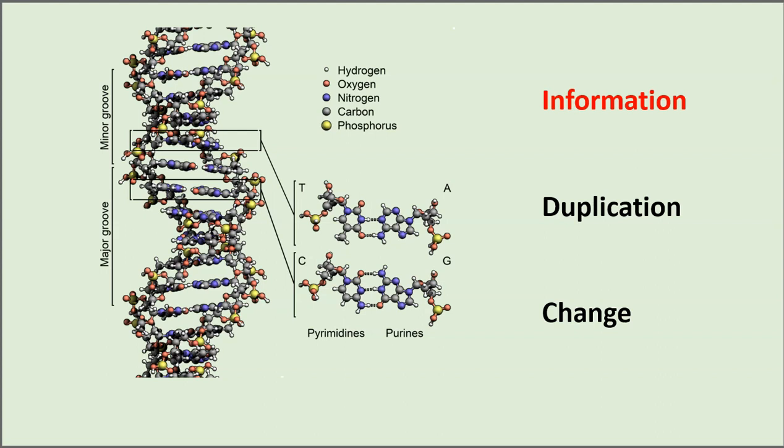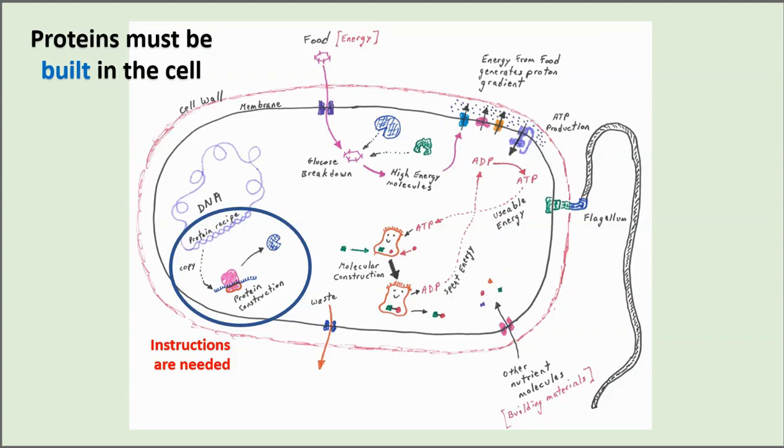And we are already familiar with the basic structure of DNA being a double helix and how the molecule can be duplicated and can change when mutations occur. But we'll focus mostly on information in this lesson. In this scene down here, the cell is using DNA information to build a protein.